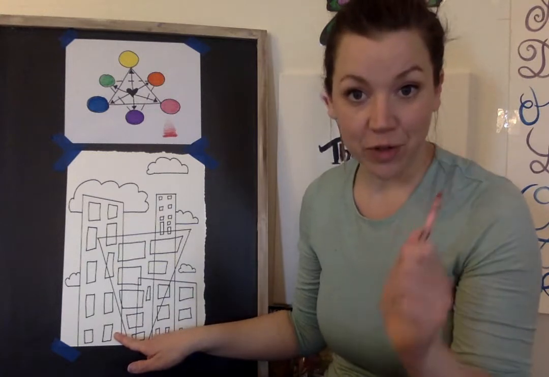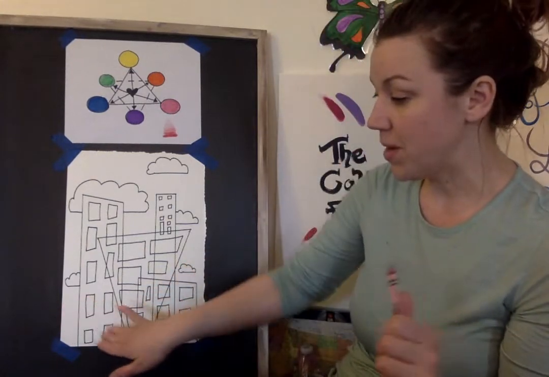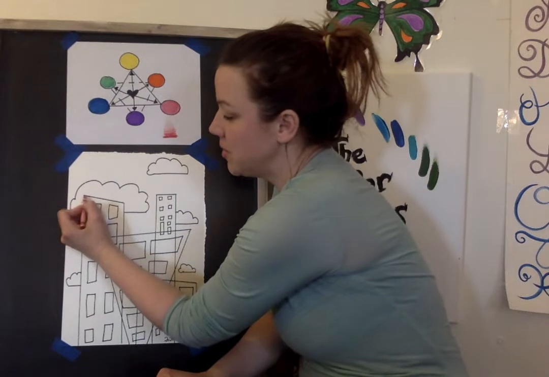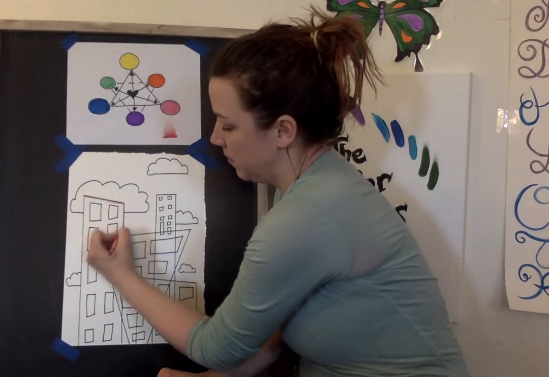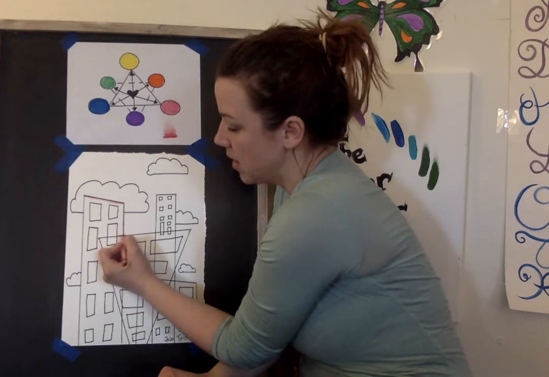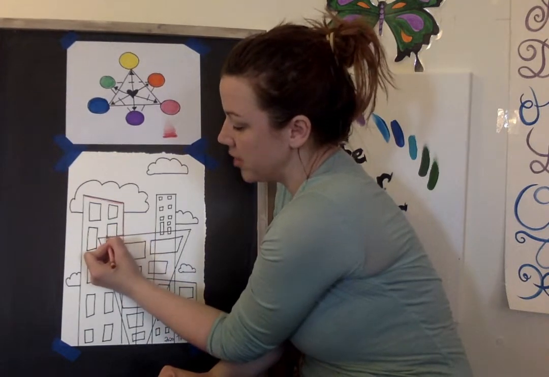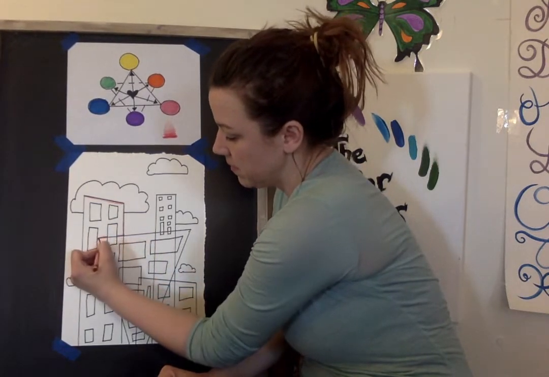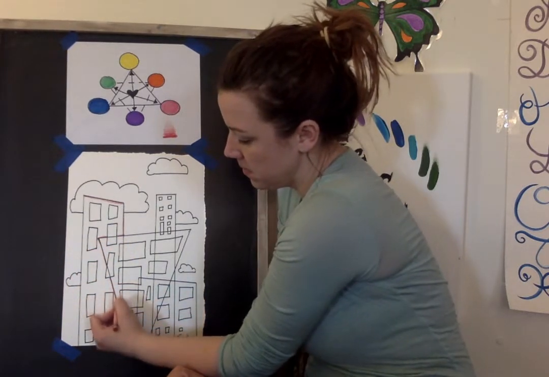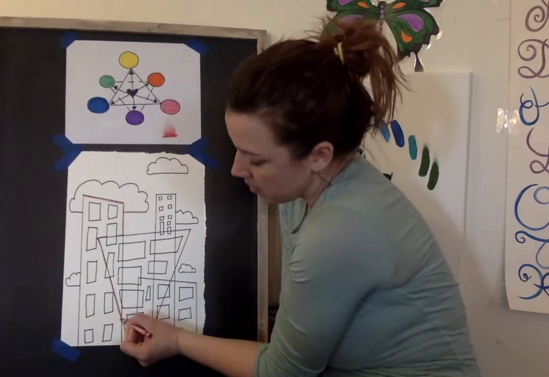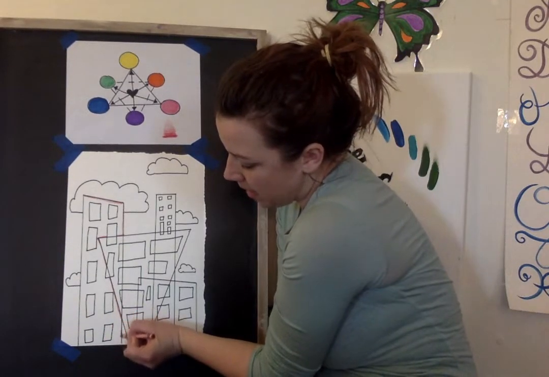Everyone could pick up their first color. We're going to start at the building all the way to the left. What I want you to do is outline that building in the color that you want to color it in. Now when I get to a window, I'm going to jump over it. I'm going to jump over the window. Go down to the bottom.